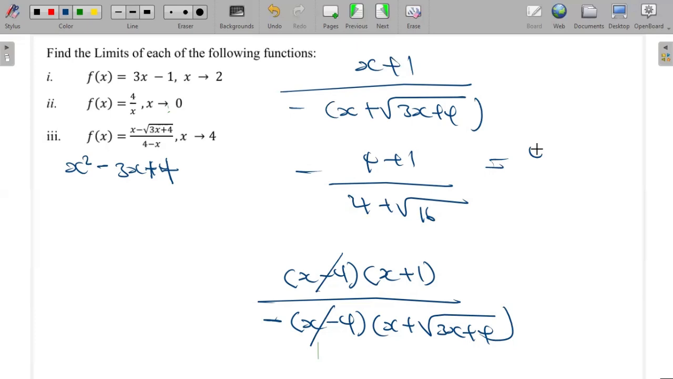So you're going to have there on top, you get 5, and then you have 4 plus 4, since the square root of 16 is 4. And then you have 5 over 8. So this here is going to be your limit. Of course, I was not writing the limit.